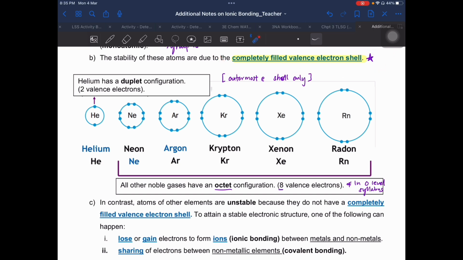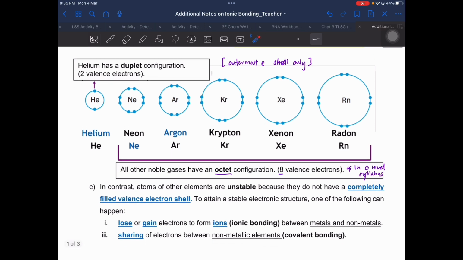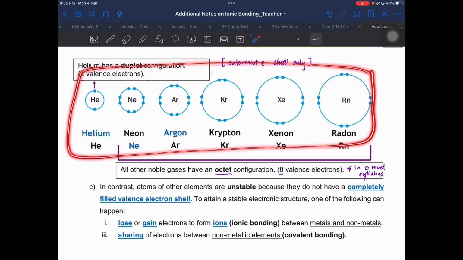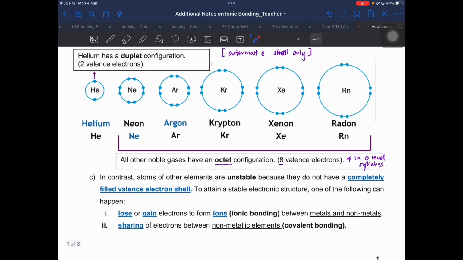Now, when we look at everything else in the periodic table, you realize that all of them do not have a completely filled valence electron shell. Meaning to say that they may have 1 valence electron, they may have 3, they may have 5, they may have 7, but they will never be able to achieve what the noble gases look like. And that is actually the reason why elements react. And when they react, they form bonds, right?